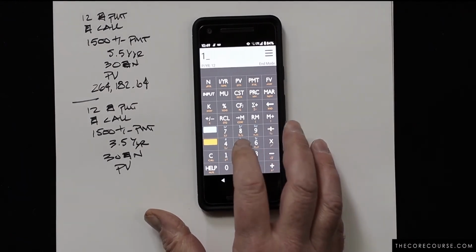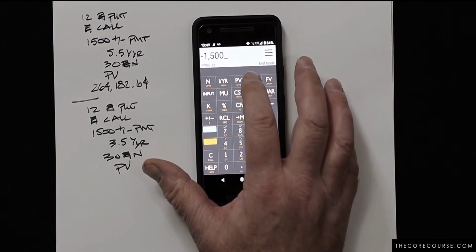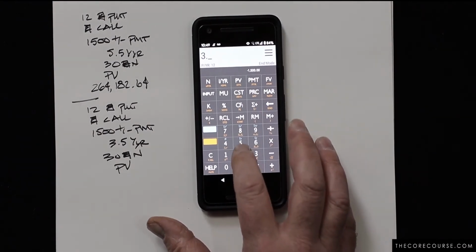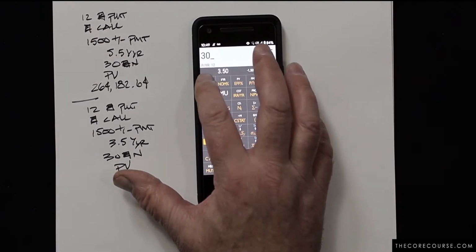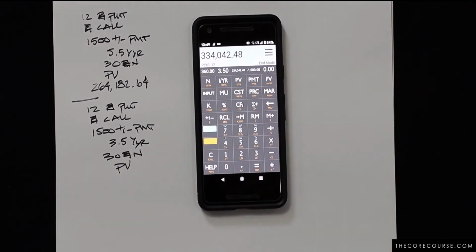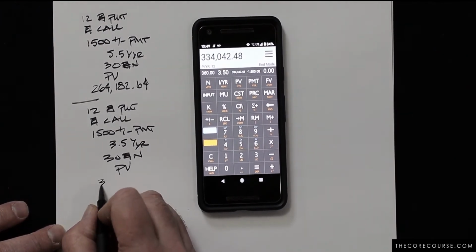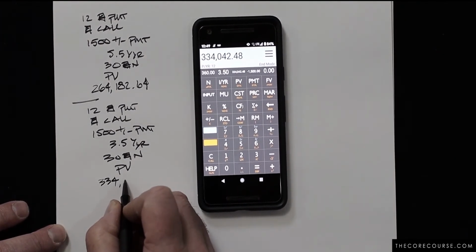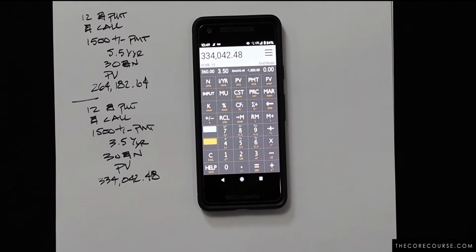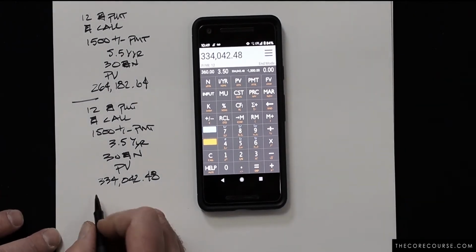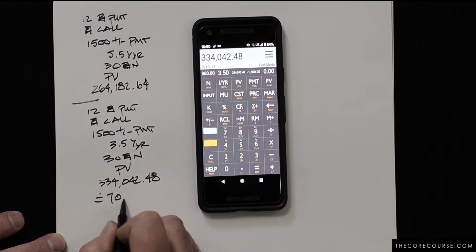We'll type in 1,500 plus or minus payment, 3.5 interest per year, 30 gold key N, solve for the PV, the present value. And we get 334,042 and 48 cents. So if we look at the difference between these two, the 264,182 and the 334,042, the difference is roughly $70,000. So here's what this means.